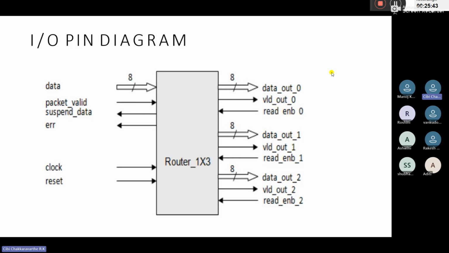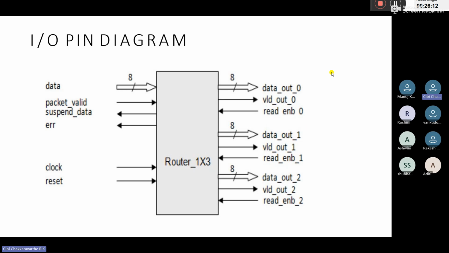This read enable signal will come from the destination. What is read enable for? Before sending a packet, our destination should tell whether it is ready to get that packet or not. It will convey that to the source. For that purpose, we need the read enable signal. Then we all know data out.